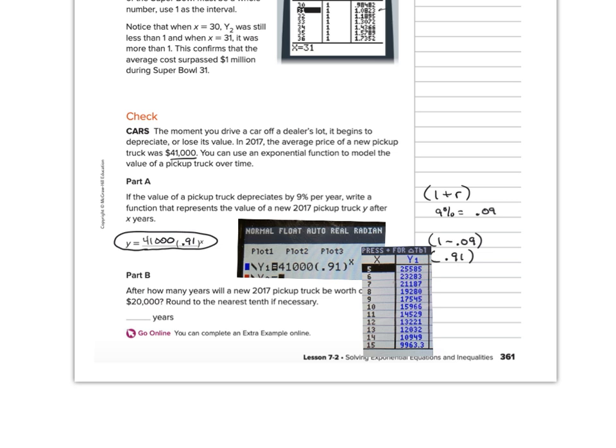So as I put that into the graphing calculator and look at it, after 5 years, it's worth $25,585, and it is depreciating over time, and then somewhere between 7 and 8 years, it's going to hit that $20,000 point. But it says round to the nearest tenth, so I can go farther in on my calculator, and what you do is you hit the plus sign, and then the table will come up, and then you can change the table to 0.1, and that'll give you your tenths value.